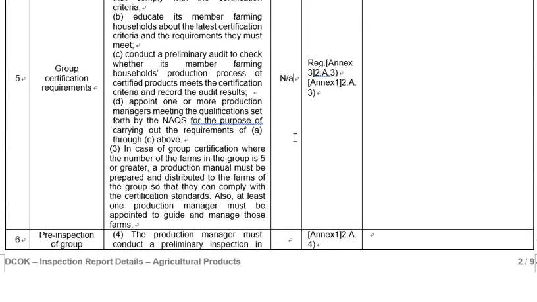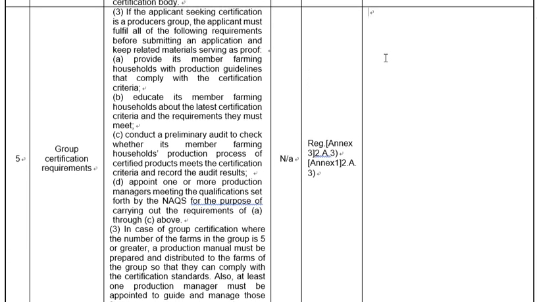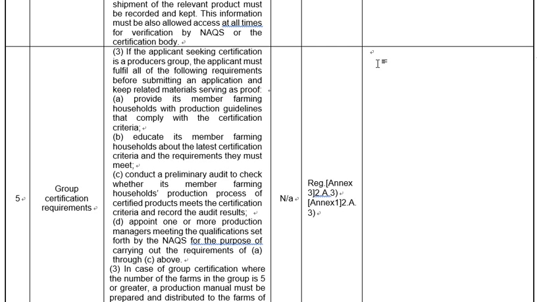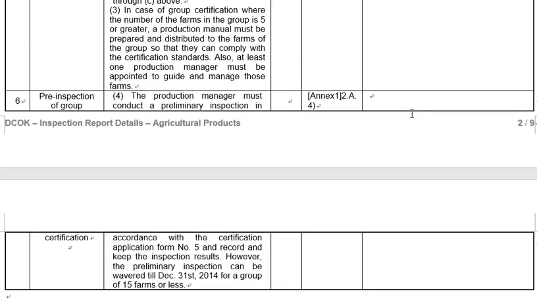This one does not apply to an individual farm. So in this case, just put here not applicable and simply add the comment here: this farm is just an individual operation, not a group farm.